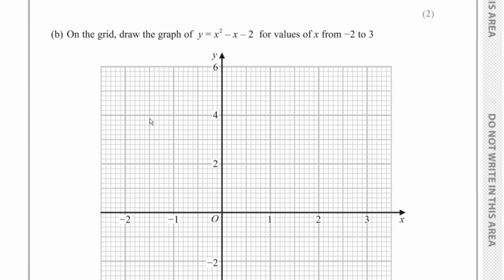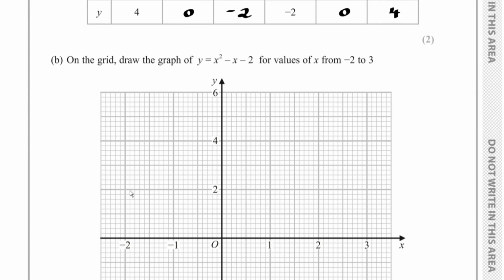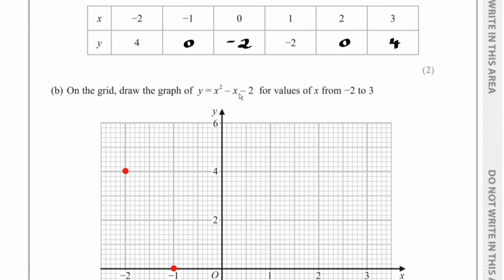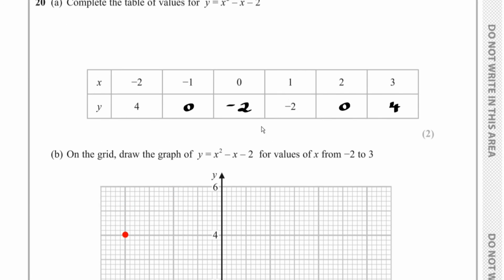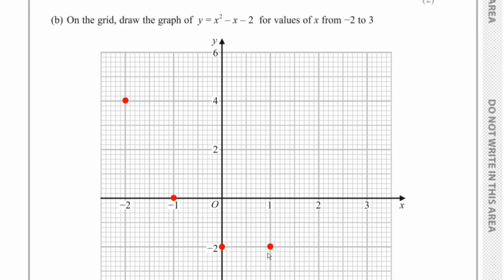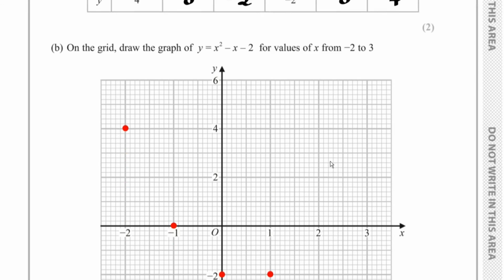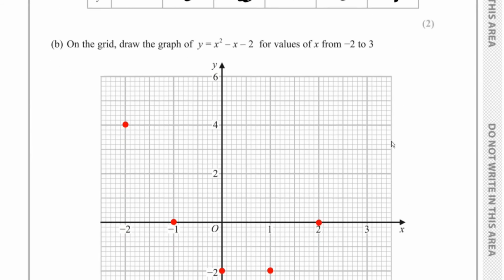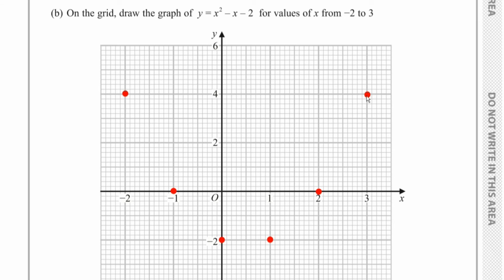Well, when x is -2, y is 4, so that is shown here. When x is -1, y is 0. When x is 0, y is -2. When x is 1, y is -2. When x is 2, y is 0. When x is 3, y is 4.